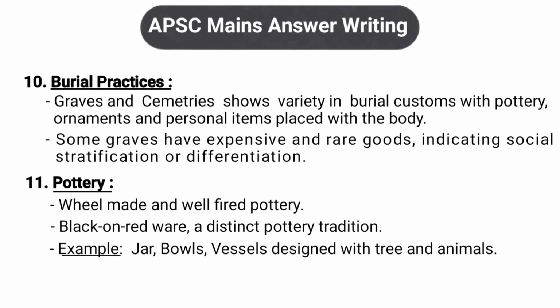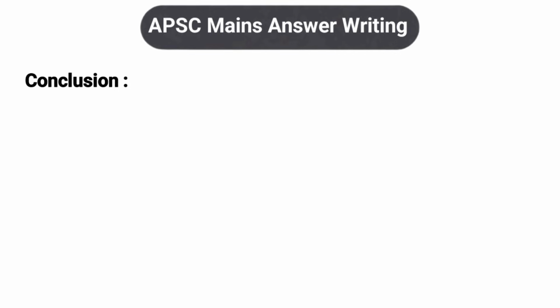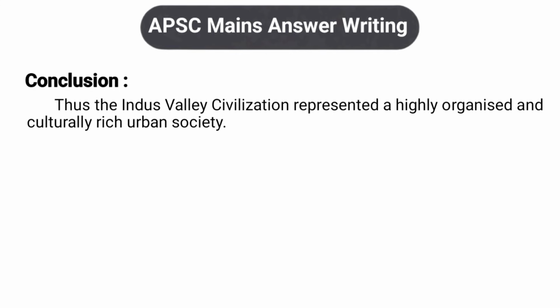Finally, end with a 1 or 2 line conclusion. Here, I will tell you the trick to write a good conclusion. The trick is that you write 2 lines from the answer you have written above. You can write, thus the Indus Valley civilization represented a highly organized and culturally rich urban society. I know this is lengthy for a 10-mark question, but it can be used for 15-mark questions. If you are not able to write all the 11 points, but you write at least 5 to 6 points, your answer would be good enough to score high marks.